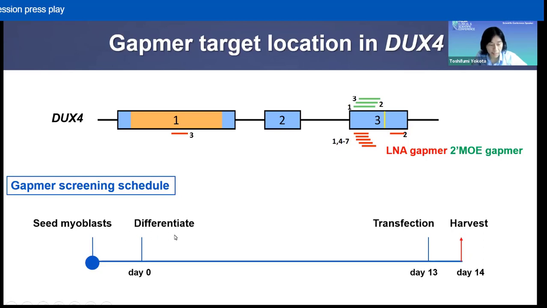The thing is, DUX4 is only expressed in very mature myotubes. So the detection of DUX4 in myotubes is very difficult, even in patient-derived cells. So we differentiate for almost 2 weeks to look at the effect of our antisense oligos.